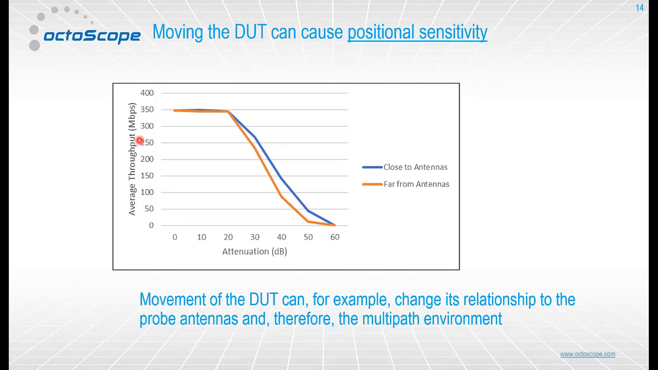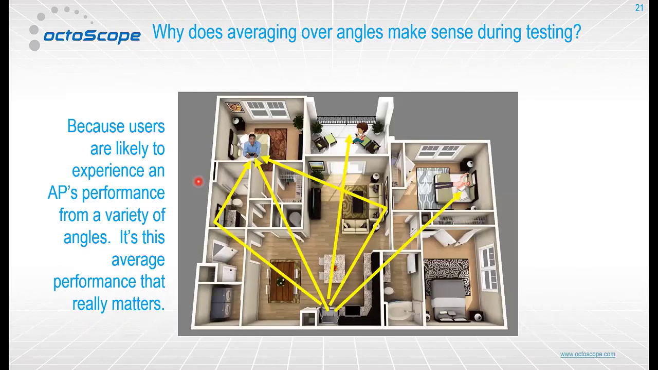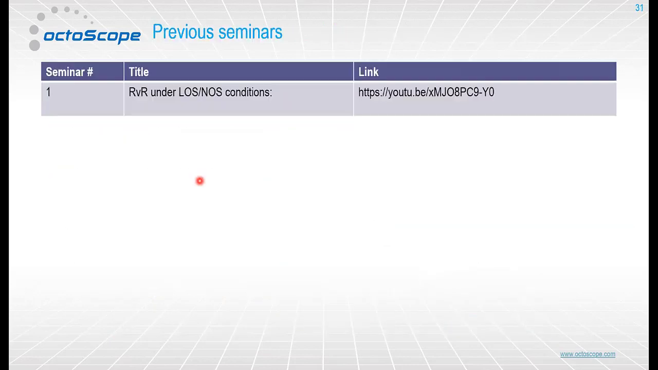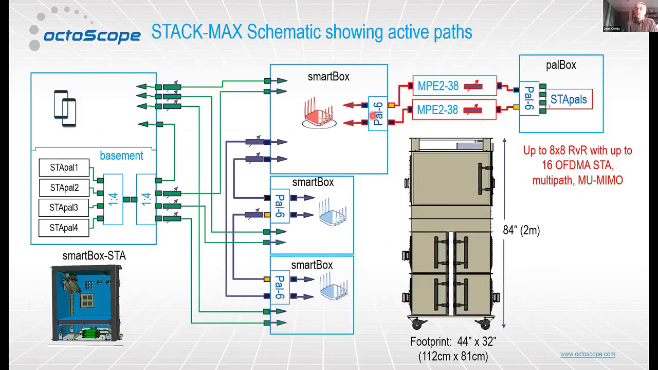Okay, thanks. And one more question I have is, right now you showed that AP as the device under test. So if we need a station as the device under test, will the Stay-Pal act as an AP? Stay-Pals will not, but the PAL6 will.